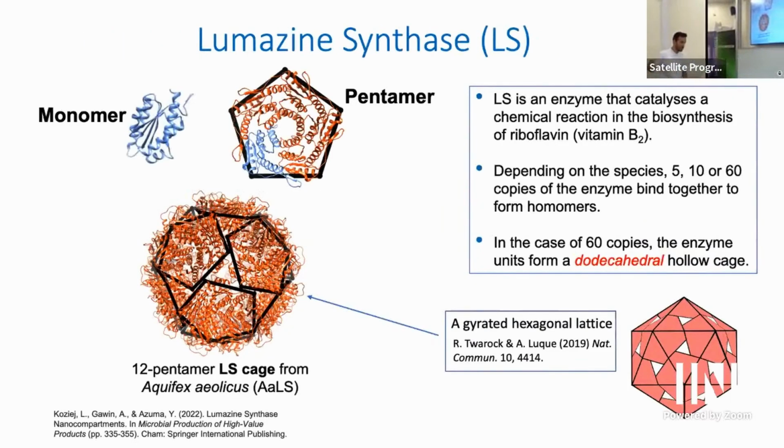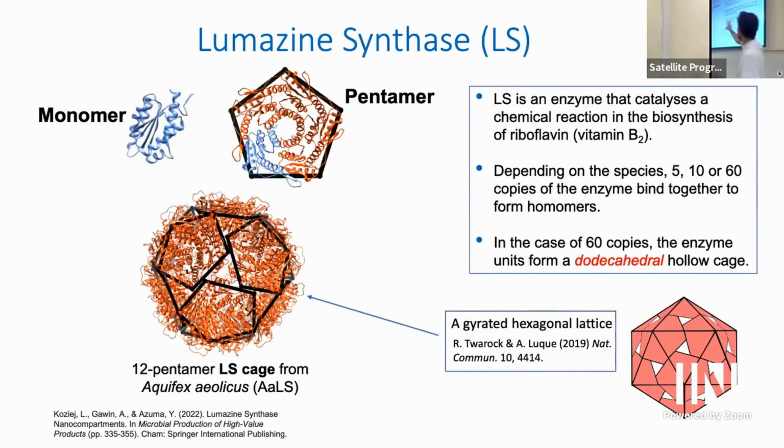So this is the AaLS, lumazine synthase. It's a protein in every cell. They are available because they have to catalyze the production of vitamin B2, and they are made of monomers. 5 monomers form a pentamer, which is the shape of a pentagon, and 12 of those create a cage. Here you can see that between 3 pentamers, there's a small gap. So for these, we need a gyrated tiling to predict the position of the protein and to be able to predict the gap that is here.